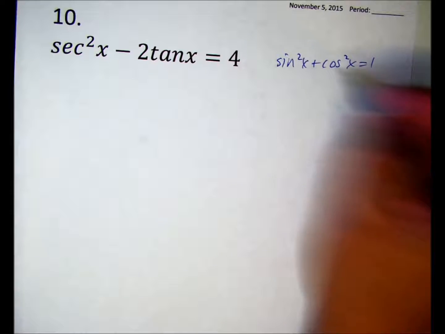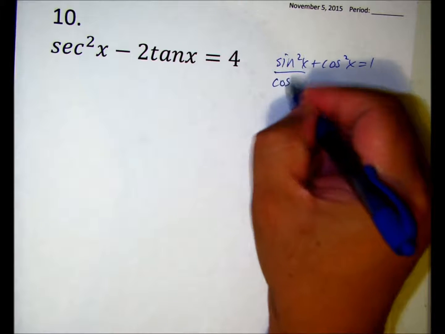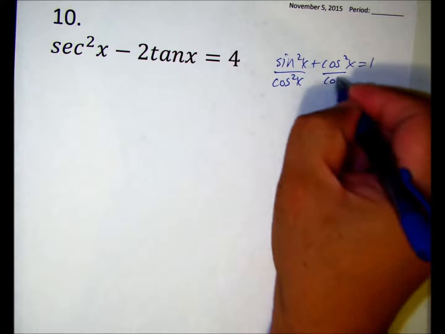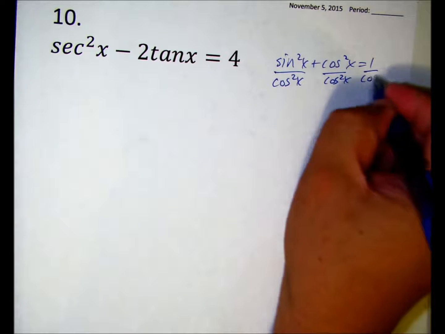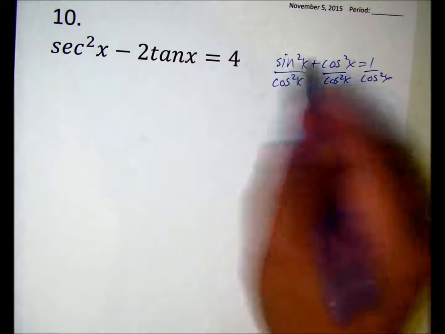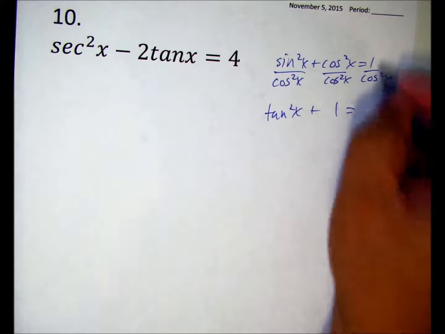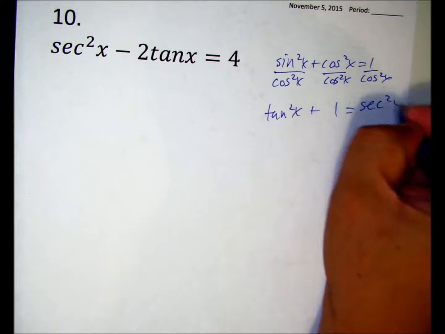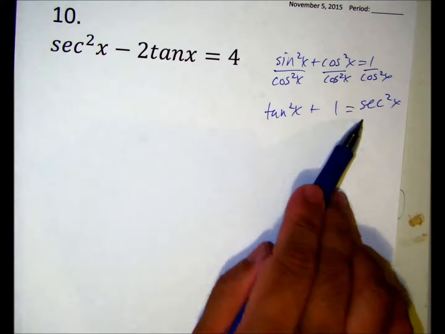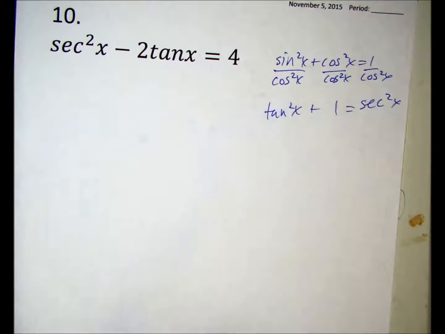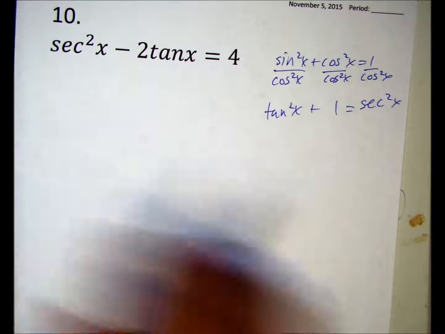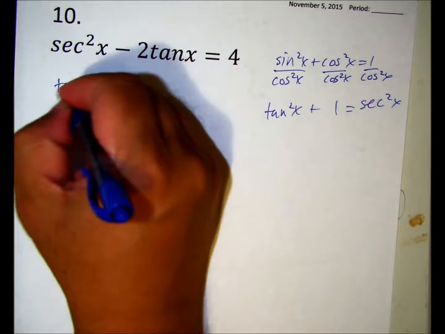If I divide this by cosine squared, this turns into tangent squared. That turns into 1. 1 over cosine squared is secant squared. So as you can see, secant squared is the same as tan squared x plus 1. So I'm going to replace secant squared with tan squared x plus 1.